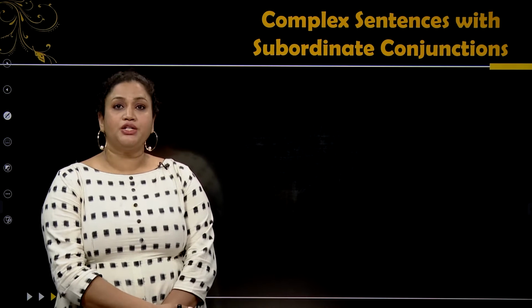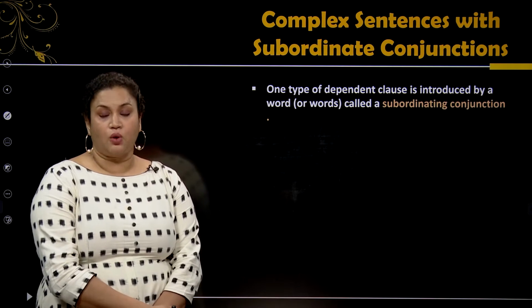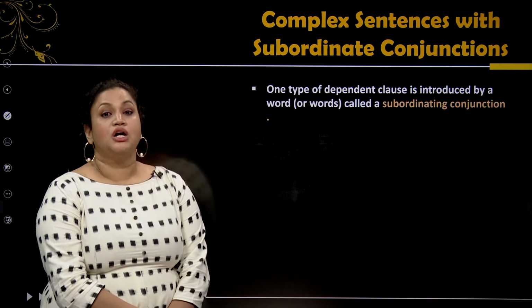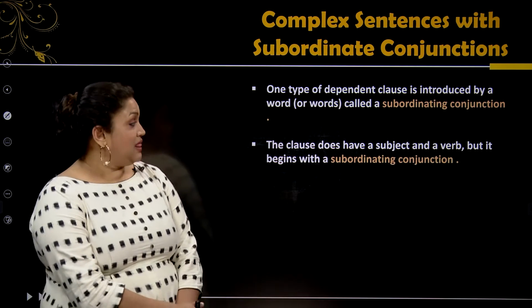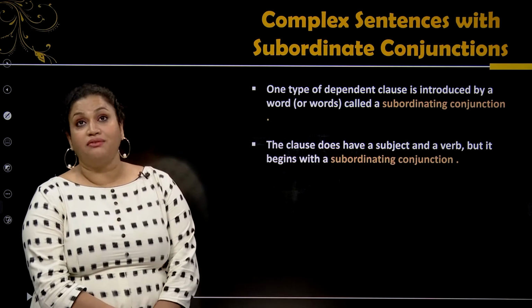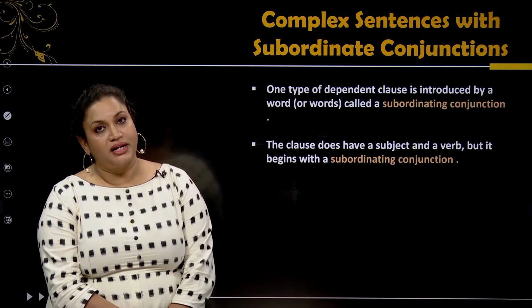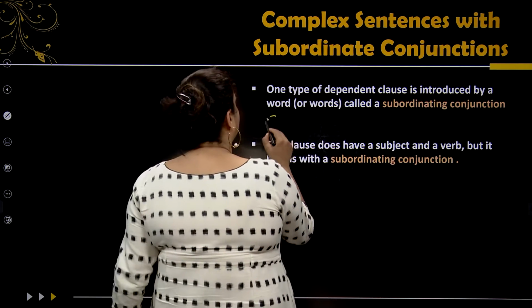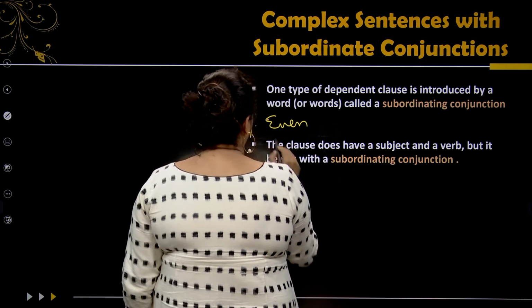Now, we are going to talk about complex sentences with subordinating conjunctions, and let's see how. One type of dependent clause is introduced by a word called a subordinating conjunction. What are they? The clause does have a subject and a verb, but it begins with a subordinating conjunction. I think we have already had an example, but still I would give one.